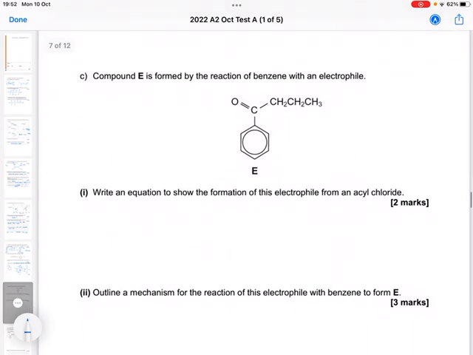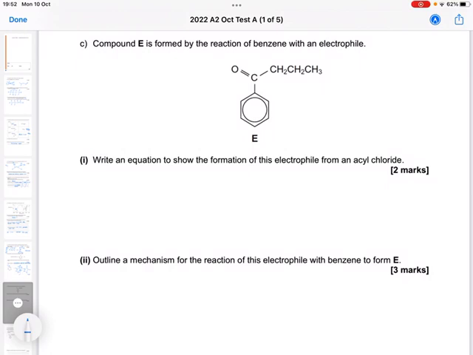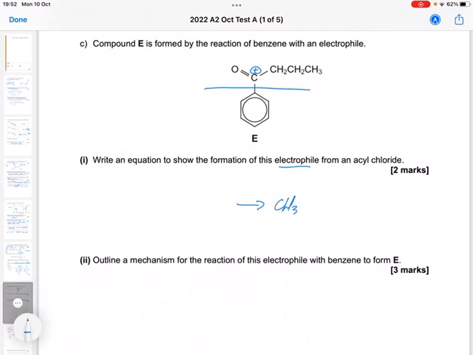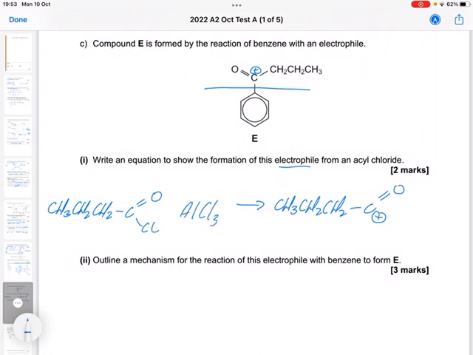Okay, part E. So this is formed between benzene and an electrophile. So if I cut it here, that's going to be my electrophile. So this is the formation of the electrophile. Let's draw it out properly. So CH3, CH2, CH2, CO plus, and this, remember, has to come from the acyl chloride. CH3, CH2, CH2, CO, there's the Cl, and I use aluminium chloride, catalyst or halogen carrier, which gives me AlCl4 minus over here.